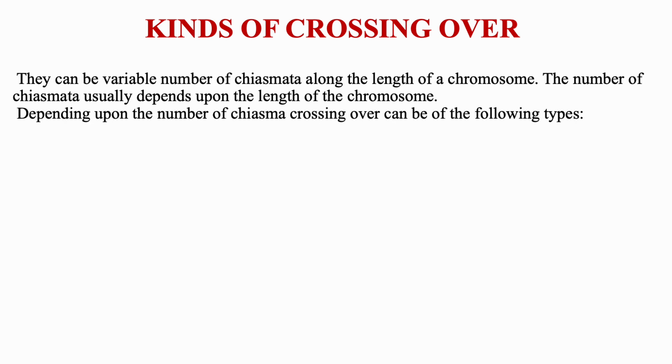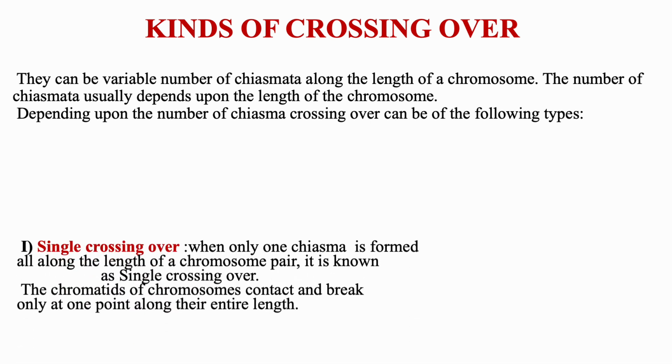Now coming to the kinds of crossing over. The kinds of crossing over are classified according to the variable number of chiasmata which are formed. So there can be a variable number of chiasmata along the length of a chromosome, and the number of chiasmata usually depends upon the length of the chromosome. Depending upon the number of chiasmata, crossing over can be of the following types.